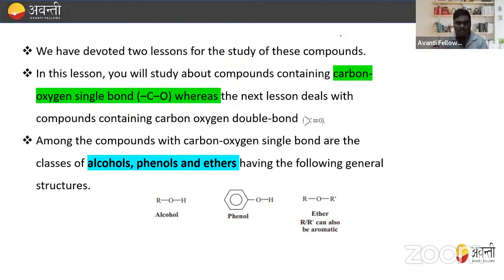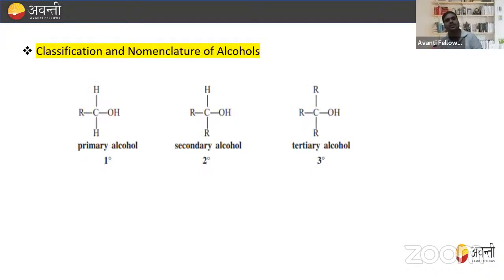Okay, so this is all about the introduction to what we are going to study: the carbon-oxygen single bond, and the classes belonging to it, alcohol, phenol, and ether. Now, if I classify them into primary, secondary, and tertiary, how will you classify alcohol? As you see in the first figure, this represents the primary alcohol. How will you get to know which is primary alcohol, which is secondary alcohol, and which is tertiary?